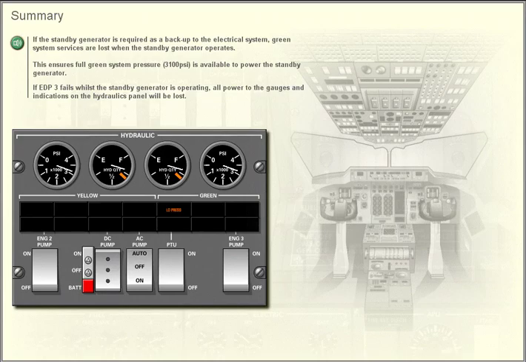Summary. If the standby generator is required as a backup to the electrical system, green system services are lost when the standby generator operates. This ensures full green system pressure, 3,100 psi, is available to power the standby generator. If EDP3 fails whilst the standby generator is operating, all power to the gauges and indications on the hydraulics panel will be lost.